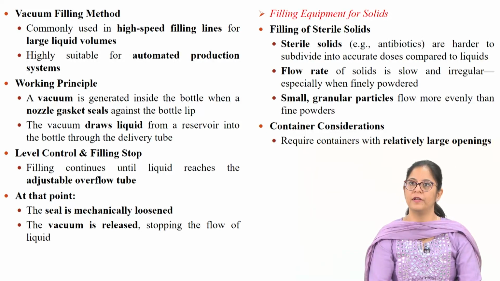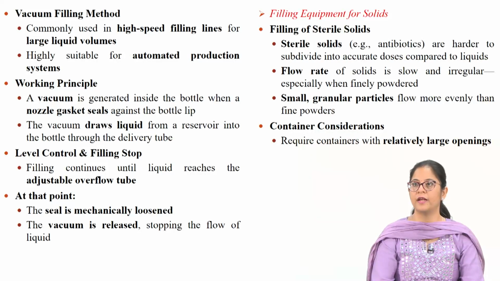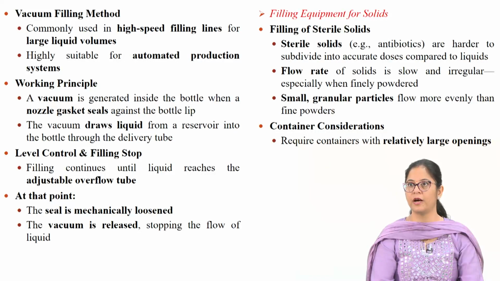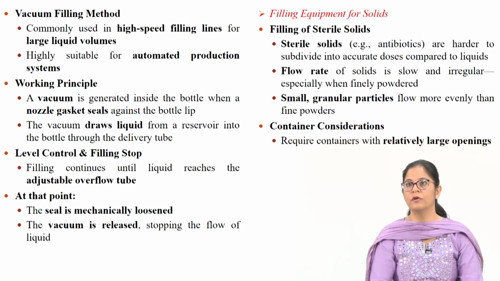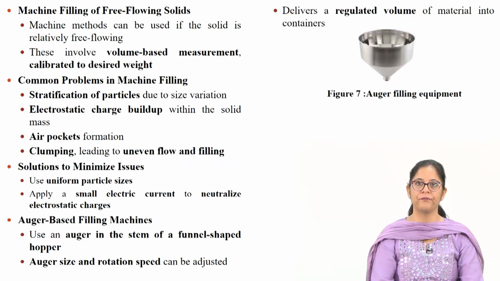Now, filling equipment for solids. Sterile solids like antibiotics are harder to subdivide into accurate doses compared to liquids. The flow rate of solids is irregular and slow, especially when finely powdered. Small granular particles flow more evenly than fine powders. So, the containers used for sterile solids must have relatively higher openings for efficient filling.